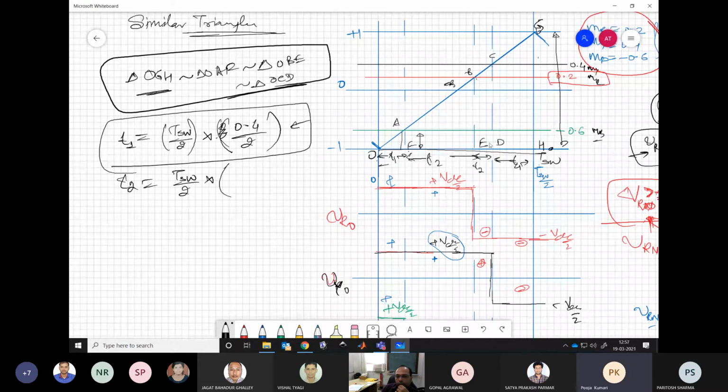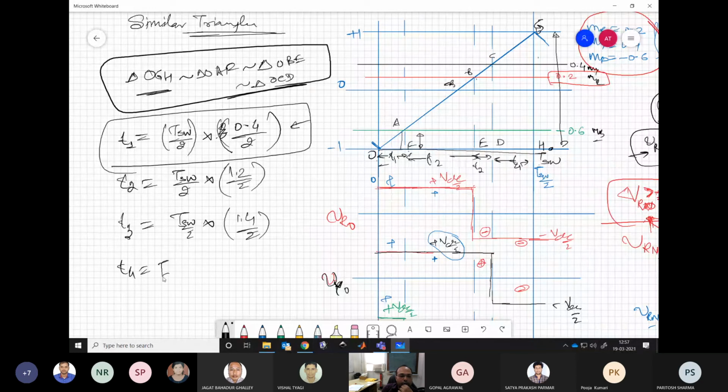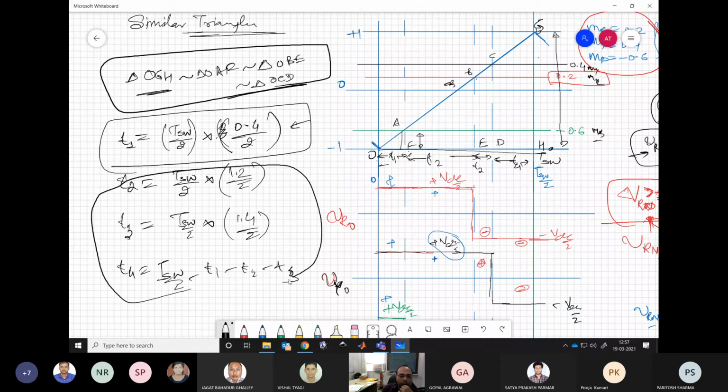Now this difference is 1.2, so 1.2 by 2, and T3 is something like TSW by 2 into, this is 1.4, so 1.4 by 2. And T4 is nothing but TSW by 2 minus T1 minus T2 minus T3. Now are we clear? These numbers are given now. T1, T2, T3, T4, all these numbers are known. Correct?